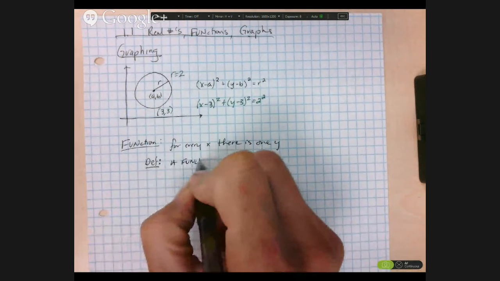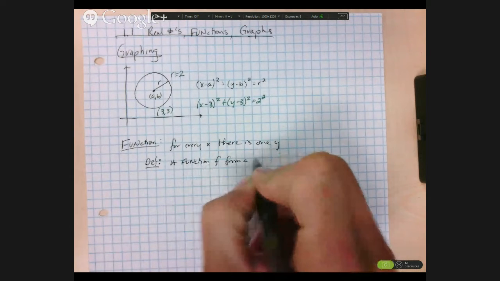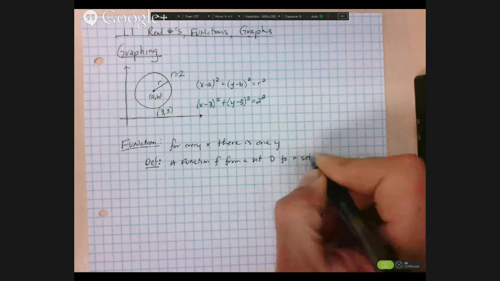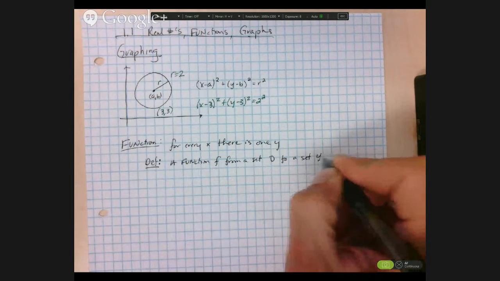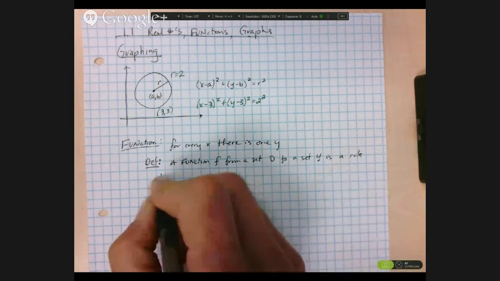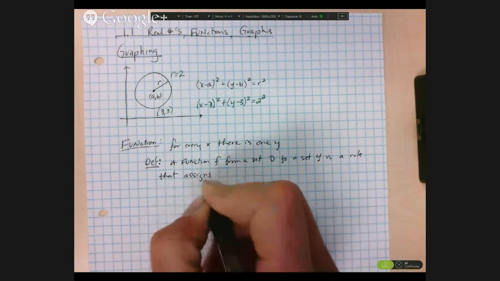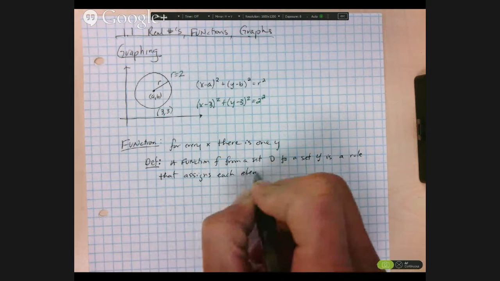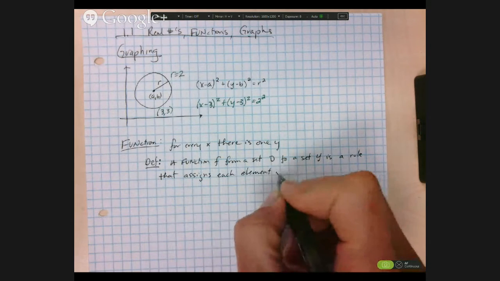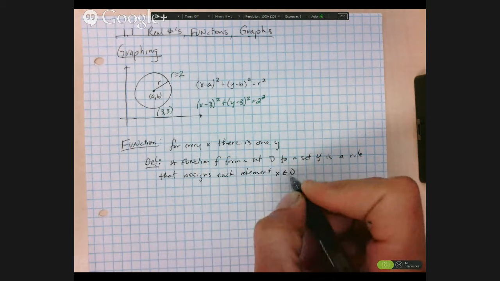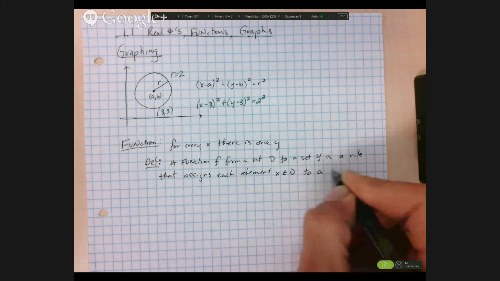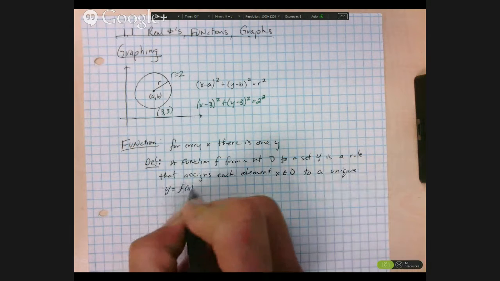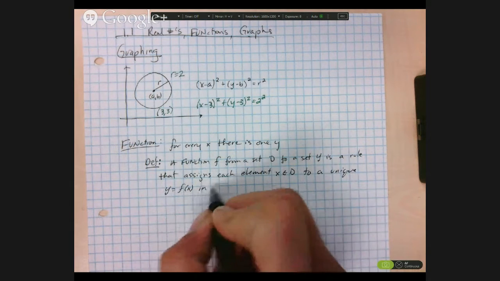A function f from a set D, your domain, to a set Y, or your range, is a rule that assigns each element x in D to a unique y, which is a function of x, in Y.